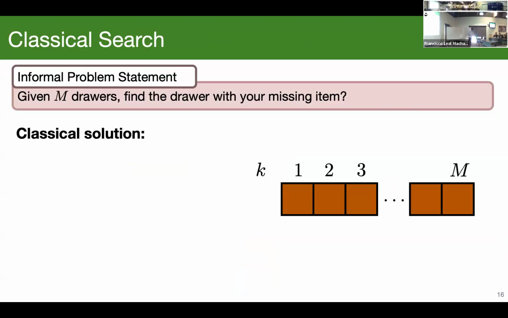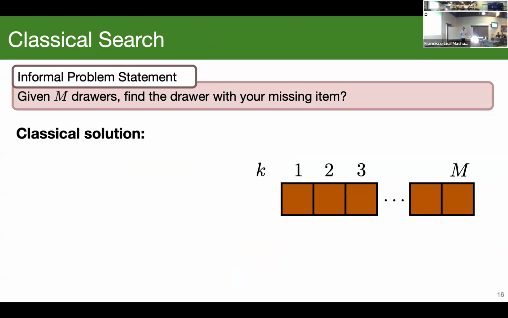So to understand why quantum mechanics can do the search problem faster, it's important to review how we should think of classical search. So I'm going to define this very simply. Imagine that you have a drawer. You're trying to find a missing item, usually a pair of socks or your passport.